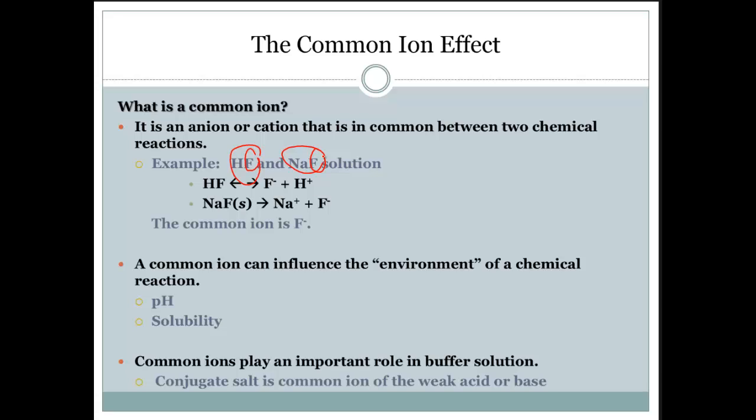A common ion can influence the environment of a chemical reaction by altering the pH or the solubility. Common ions play an important role in buffer solutions. Conjugate salts is a common ion of a weak acid or a base to make the buffer.